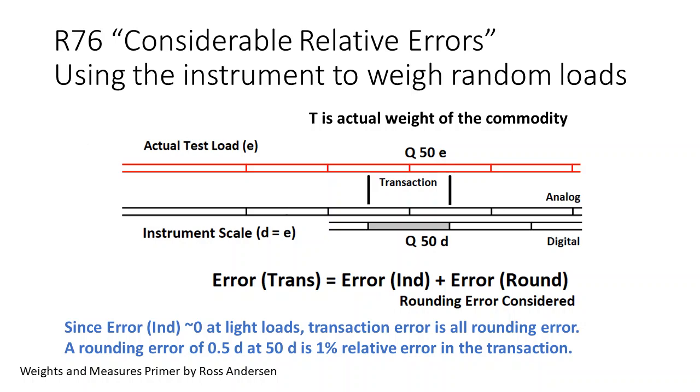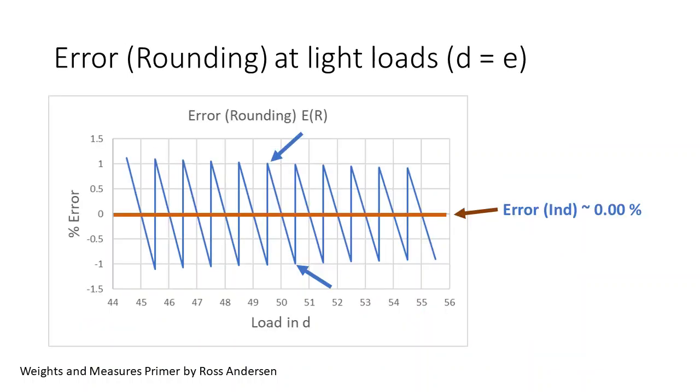Let's look at that in another way. Percent error of indication at light loads is essentially zero, the red line, and superimposed over this error is the rounding error in blue. The relative error due to rounding appears as a sawtooth curve. Within the 50D division, it ranges from plus 1% at the lower boundary to minus 1% at the upper boundary. This is one reason we eliminate rounding errors in tests. Notice that the sawtooth peaks are larger moving left and smaller moving right.